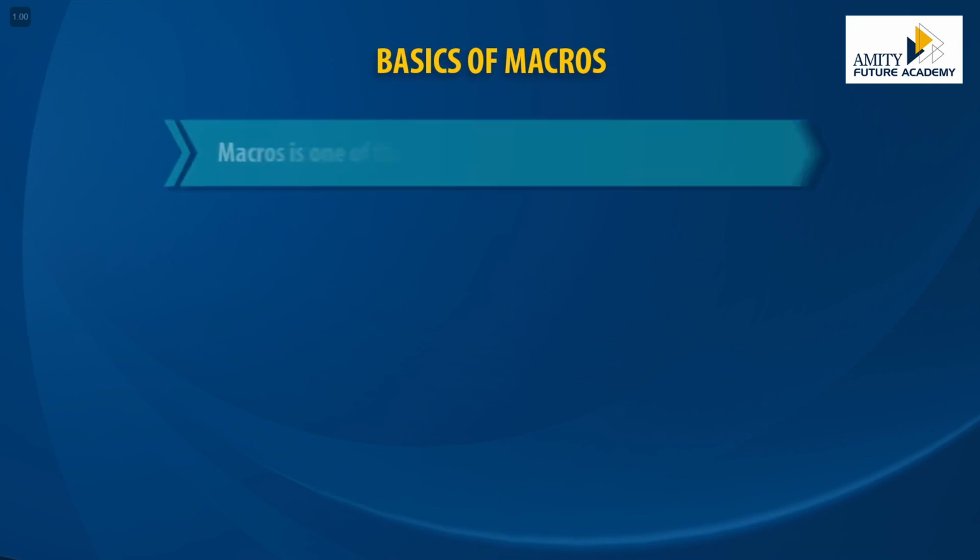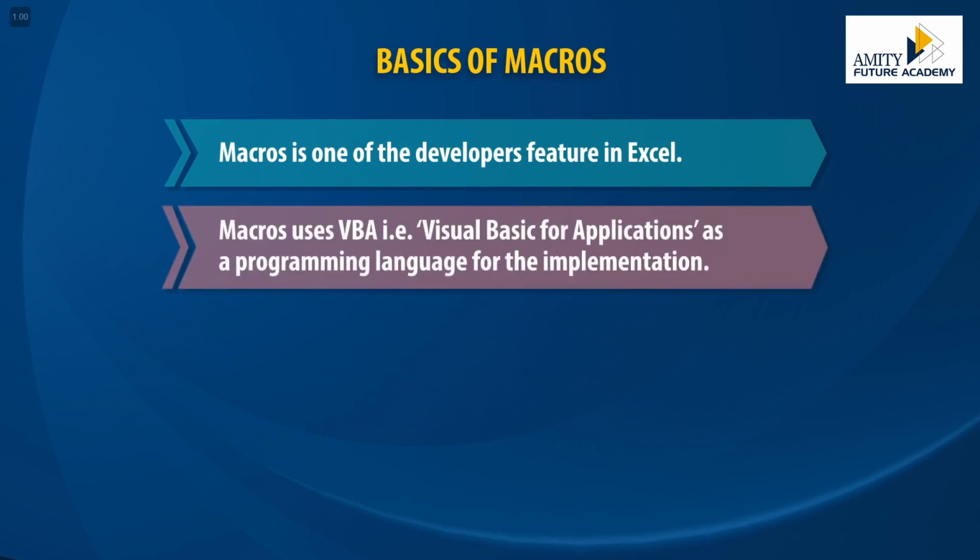Basics of macros. Macros are one of the developer features in Excel. So in order to explore this feature, we have to enable the Developer tab in Excel. Macros use VBA, that is Visual Basic for Applications, as a programming language for the implementation. Once the macro is recorded using the actions carried out in Excel, it gets saved in the form of code at the backend. The user can access this code any time and carry out required changes and implement the macros.